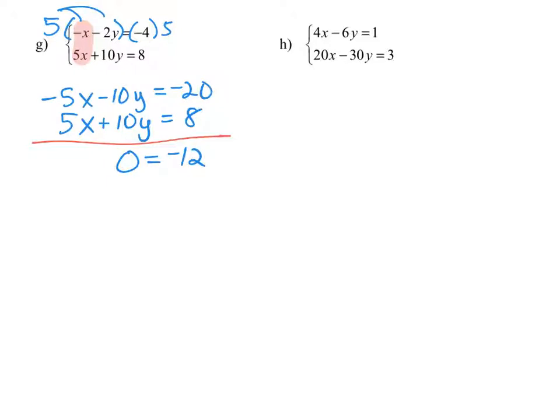Now we see that here is a problem. 0 equals negative 12 is what shows up in this step, but that is certainly not true. 0 does not equal negative 12. So we say this system of equations has no solution. And if you were to graph those two linear equations, those lines would be parallel.